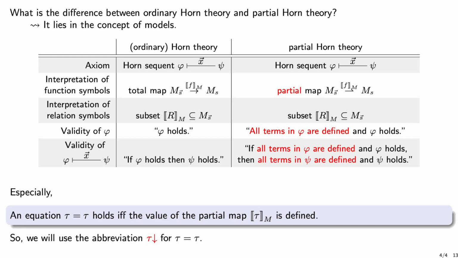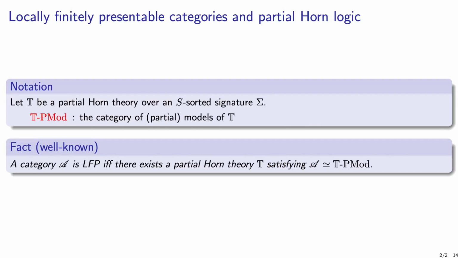In particular, for a given term tau, the equation tau equals tau means that its interpretation has a value. So we will use this abbreviation. You can read this as: tau is defined. For a partial theory T, the category of models of T is denoted in this way: T-Mod.